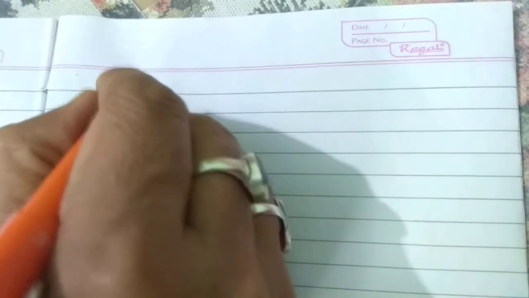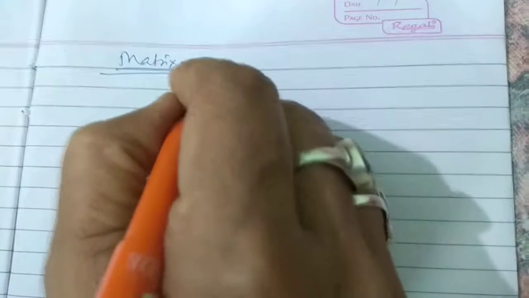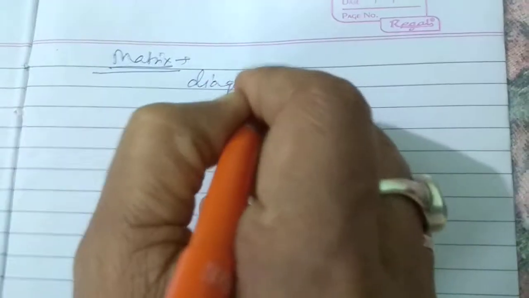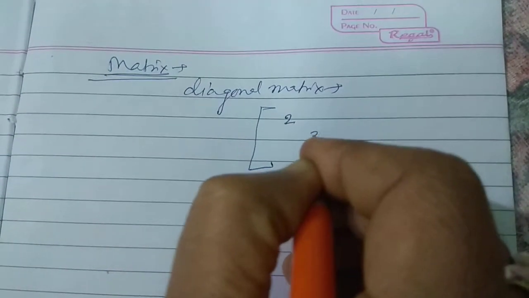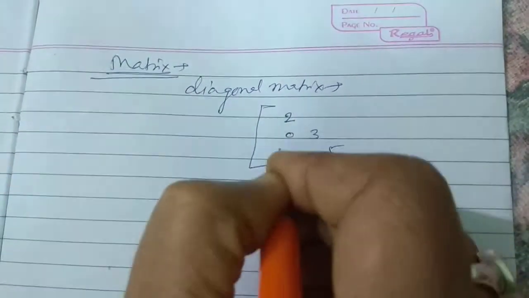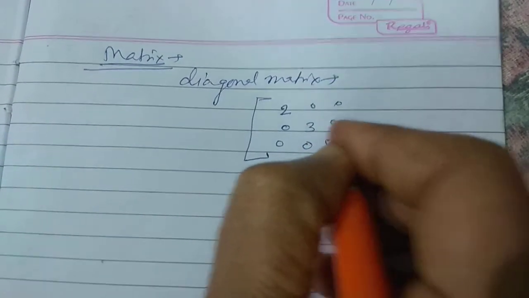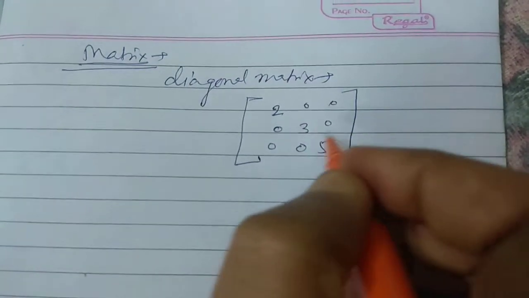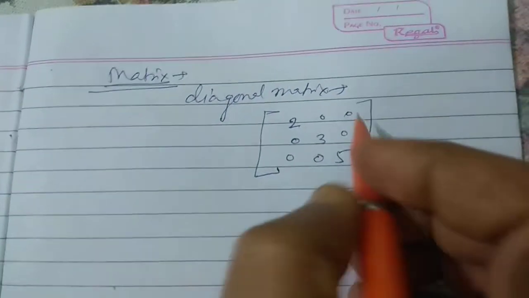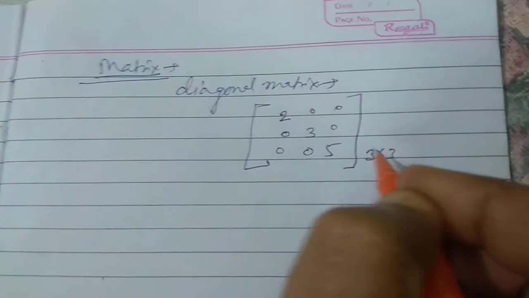Now in the matrix, part 2, we're discussing the diagonal matrix. In the diagonal matrix we have seen that the diagonal elements are there. Suppose 2, 3 and 5, and then the rest are 0, 0, 0 and 0. This is a diagonal matrix, and the diagonal elements are 2, 3 and 5, and the non-diagonal elements are 0. So it is a 3 by 3 diagonal matrix.